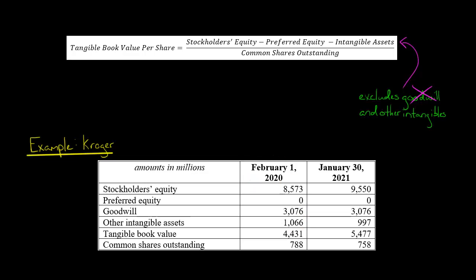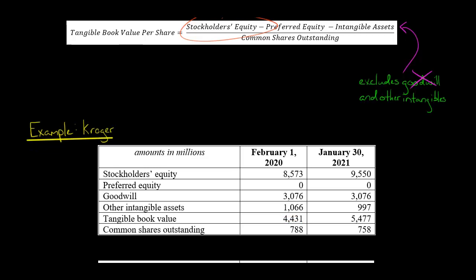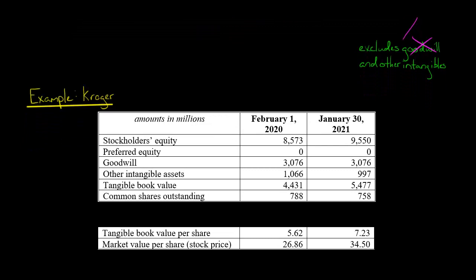So what we're going to do is take the stockholders' equity, $8.573 billion, then subtract the goodwill, subtract the other intangible assets, and that yields our tangible book value, by the way, $4.431 billion. Then we're going to divide by the number of common shares outstanding, 788 million. And that is going to yield the tangible book value per share as of February 1st, 2020, which is $5.62 per share.